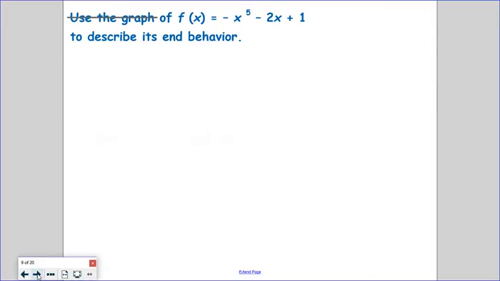Okay, so now let's try one without. You are not allowed to graph this one. I want us to look just at the function. So you notice I crossed off graph it. If f of x equals negative x to the fifth minus 2x plus 1, describe its end behavior. Okay, so I want you to take a second and look at that function. Write down your fancy notation for end behavior.